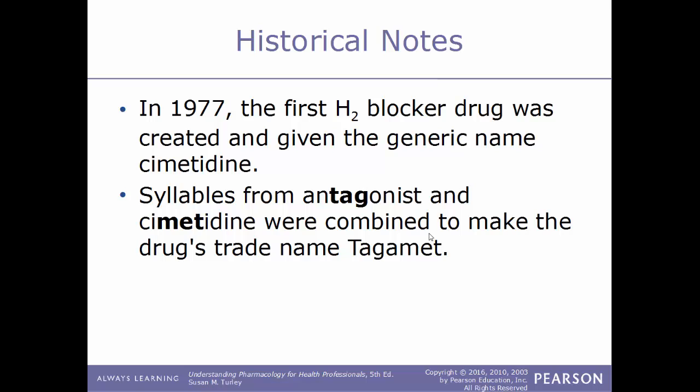Alright, so in 1977, the first H2 blocker drug was created, given the generic name cimetidine. And from this generic name, we get the trade name, Tagamet. So you take the tag from the antagonist action of the drug, plus the met of cimetidine, add those two syllables together, you get Tagamet.